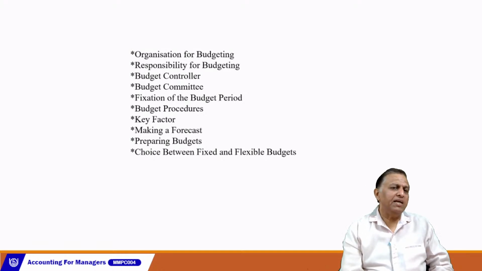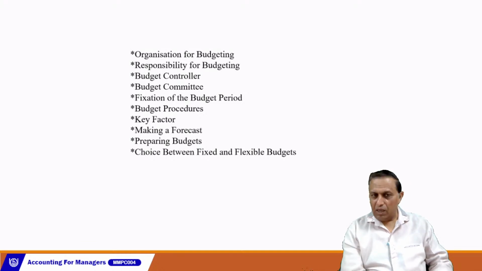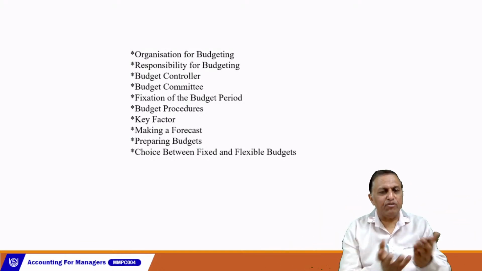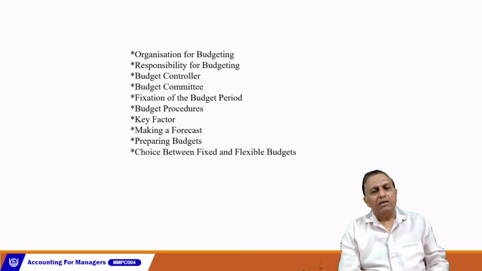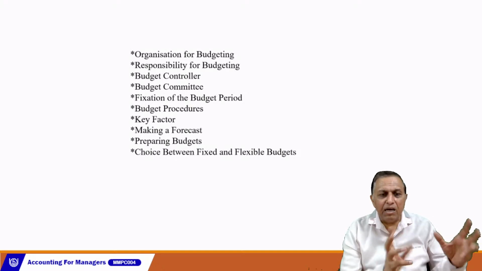Fixation of the budget period: normally it is the accounting year, but as I told you, if suppose you are starting your business in the month of May, then definitely your budget period will be 11 months. Budget procedure: you get the estimates from different sections, units, divisions, and then you start compiling it.